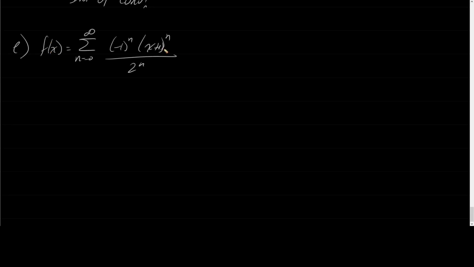Now, what is this centered at? This is centered at negative 1, right? Because it's x plus 1, and I had to write it as x minus c. What is it that we want to find first? We want to find the absolute value of x minus c being less than r. In this case, since our center is negative 1, what we want is x plus 1 to be less than r so that we can figure out our radius of convergence.